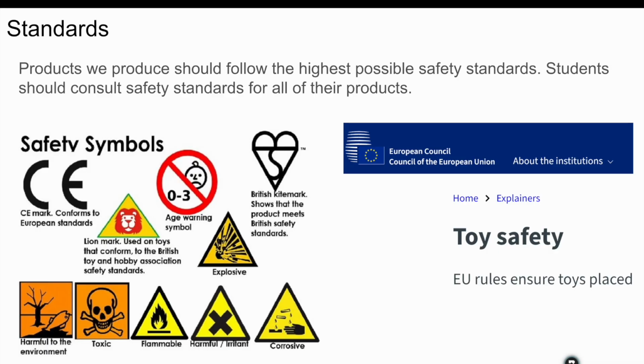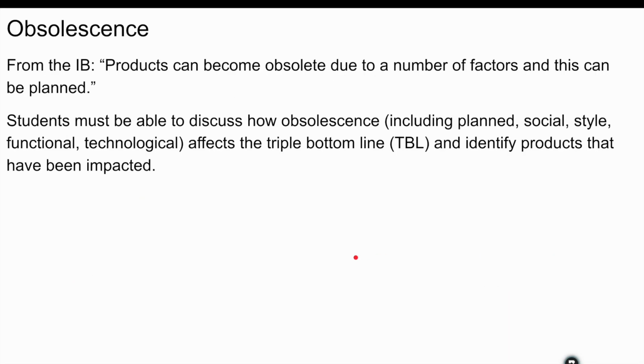If we're talking about safety standards, probably the best one is the EU safety standards. For instance, these are the EU toy safety standards, and they're about the highest level in the world. So essentially, if you can sell your product in the EU, then you are able to sell it essentially anywhere. In the slideshow, I've put a link to this particular website where you can get those safety standards for, for instance, toys. Products can become obsolete due to a number of factors, and this can be planned.